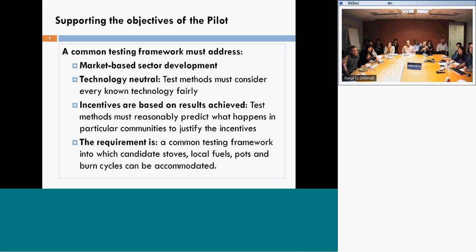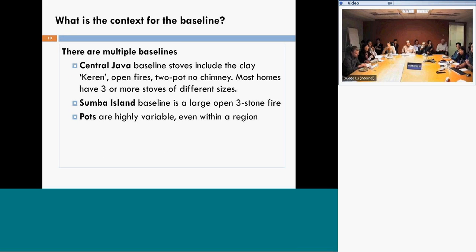And the requirement is we need a testing framework into which we can plug these pots, fuels, and burn cycles in the focus area. And we have 2 focus areas. We actually need one method, but we need 2 quite different sets of tests in terms of what we're going to do to light it.